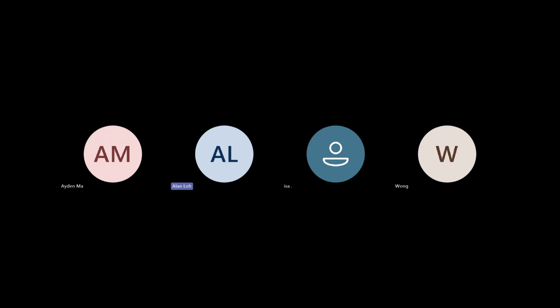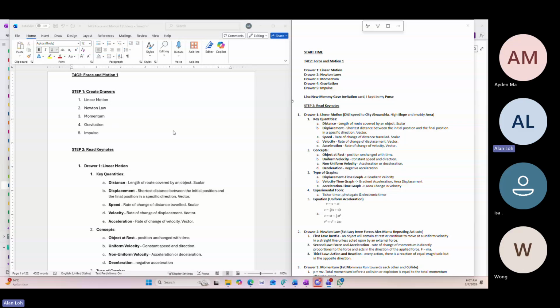Form 4. Form 4 is year 10. Chapter 2, physics. The name is similar to what we have learned last week. It's force and motion 1. Last week one was force and motion 2. Last week was Form 5, which is more advanced.